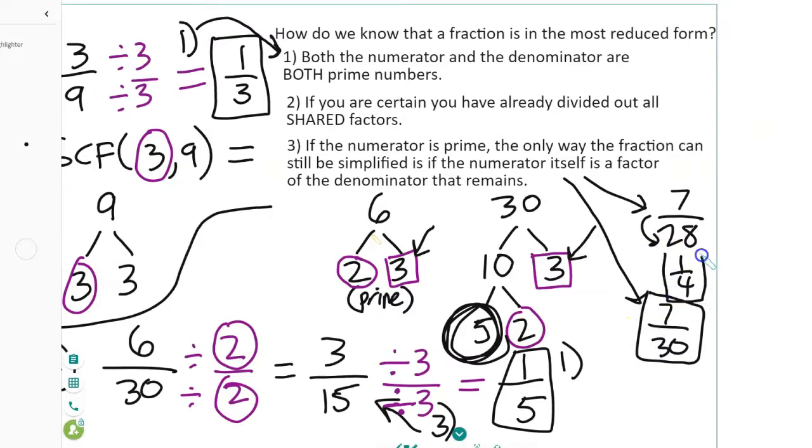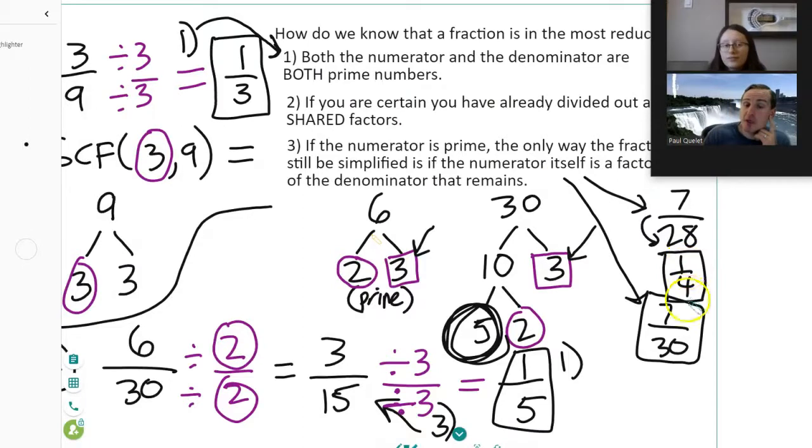Okay. So 1/4 is done because, and by the way, 1/4 illustrates that as well. 4 is actually a composite number, but 1 is a factor of everything, so we're just done. See how that works? Now, one more thing. We had to go by dividing by 2 and then dividing by 3 to get down to 1/5, from 6 and 30.